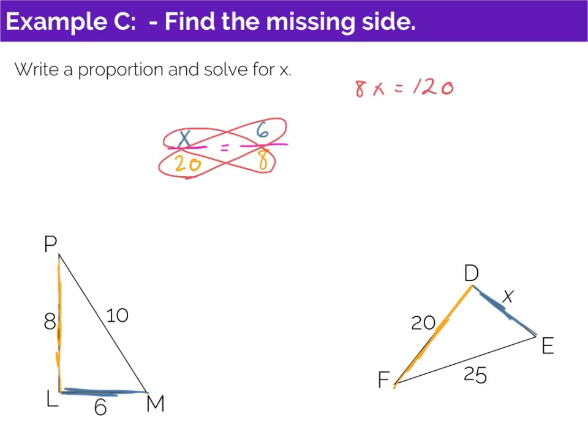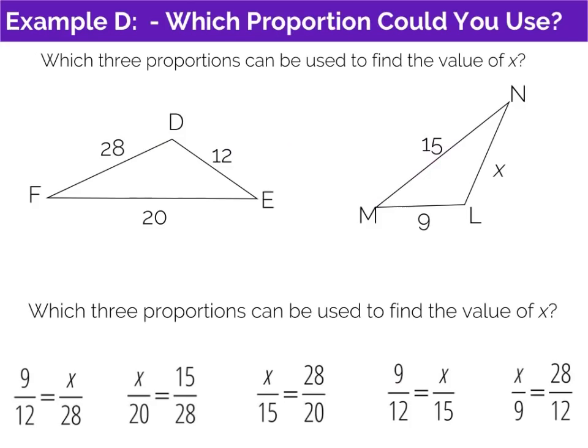Then I'm going to draw my wall to solve my equation. I'm going to divide both sides by 8 because the inverse of multiplication is division. 8 divided by 8 is 1, or 1x. 120 divided by 8 is 15, so my answer is 15. So notice I used what I knew about similar figures and proportions in order to find the missing side. Now let's take a look at example D.